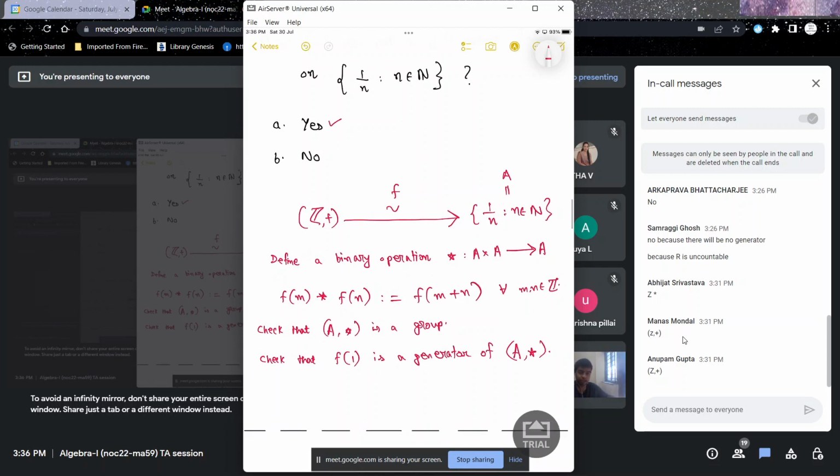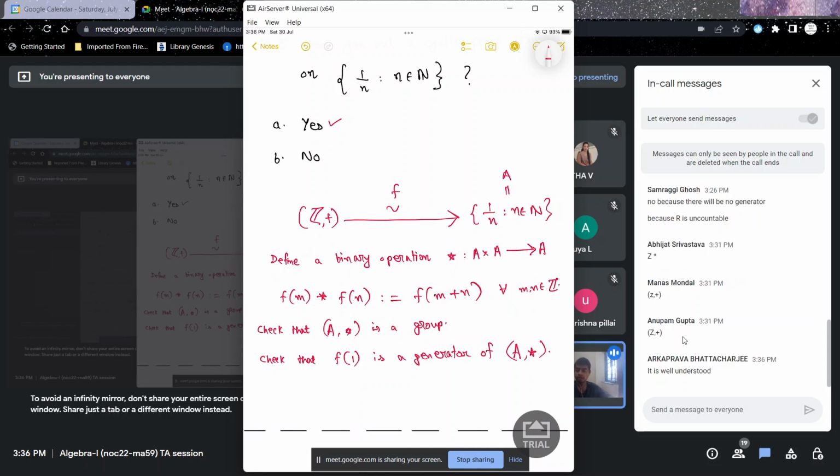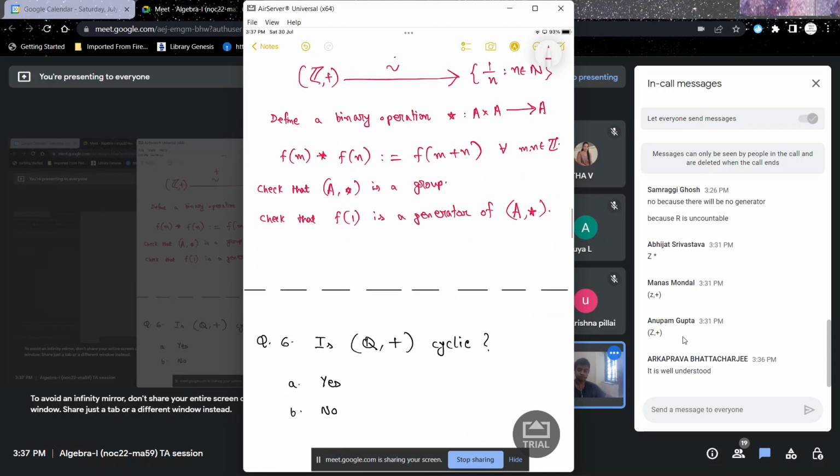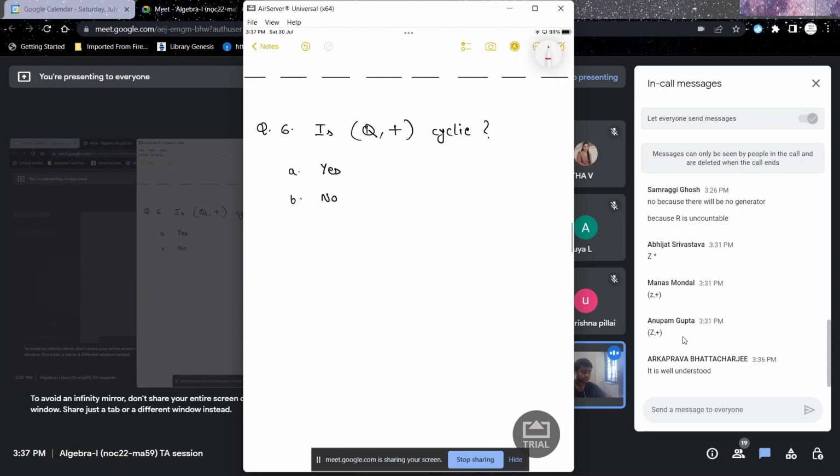Yes, you take the mapping from Z plus to A by n. Yes, very good. It's not any mapping, we take a bijection. You take any bijection, and using that bijection, you are putting a group structure on the set A, and the precise recipe has been written. You define a binary operation in this way, you check that A is a group under this binary operation, and also check that f of 1 is a generator of A, star. Yeah, thank you Orko Provo for replying. Okay, fine. So maybe then we can move to the next problem.